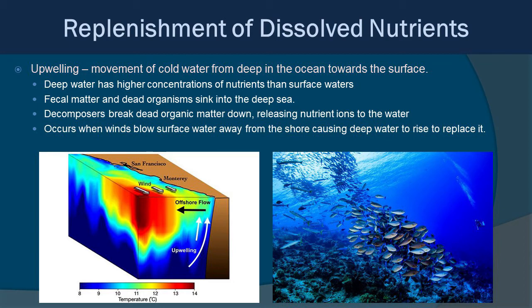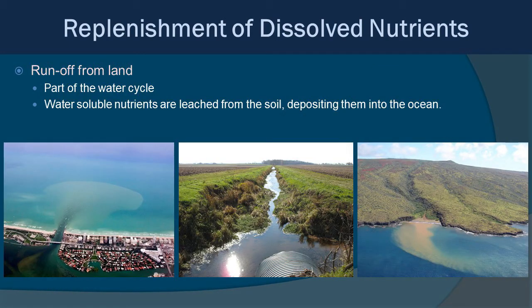Now, how does that occur? Just a reminder, you've got winds, of course, that blow across the surface of the ocean, causing the deep water to rise up and replace it. There's a nice little temperature graph there on the bottom left that shows you that process off the coast of California, for example. If you're in coastal communities, runoff from land is a really big component, right?